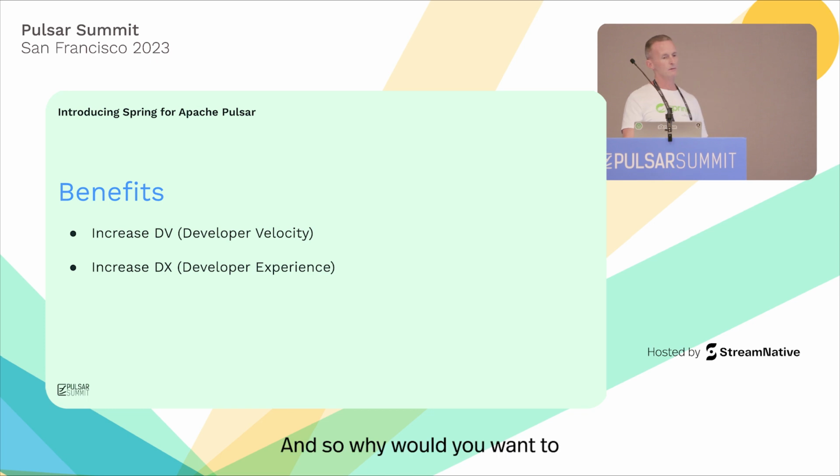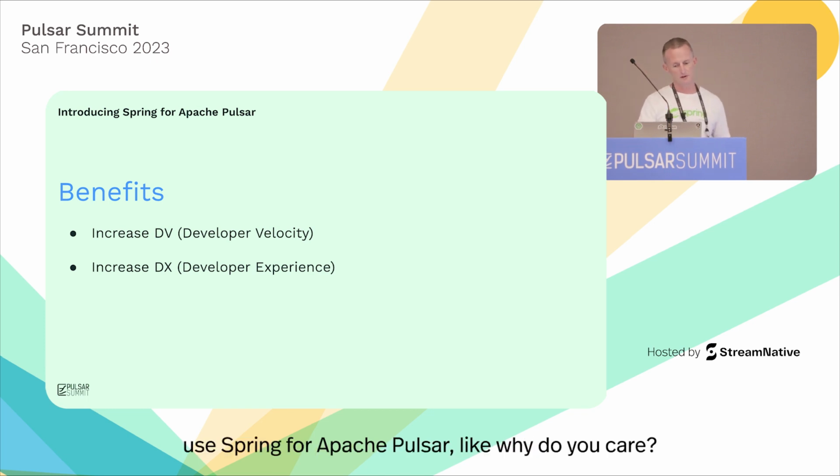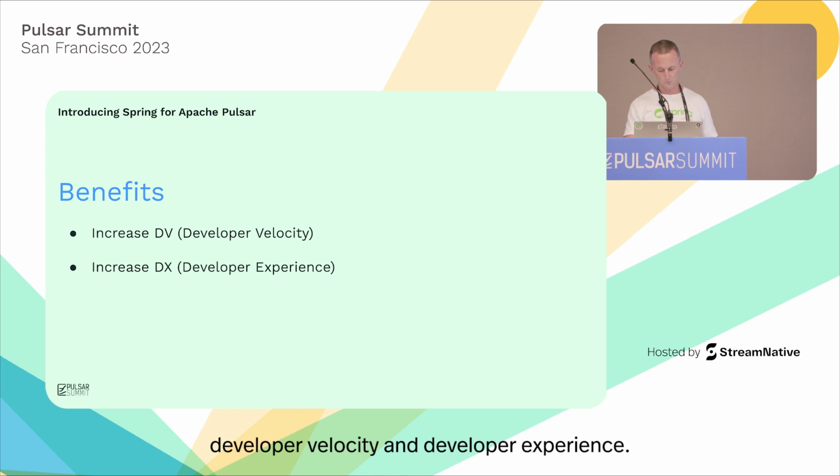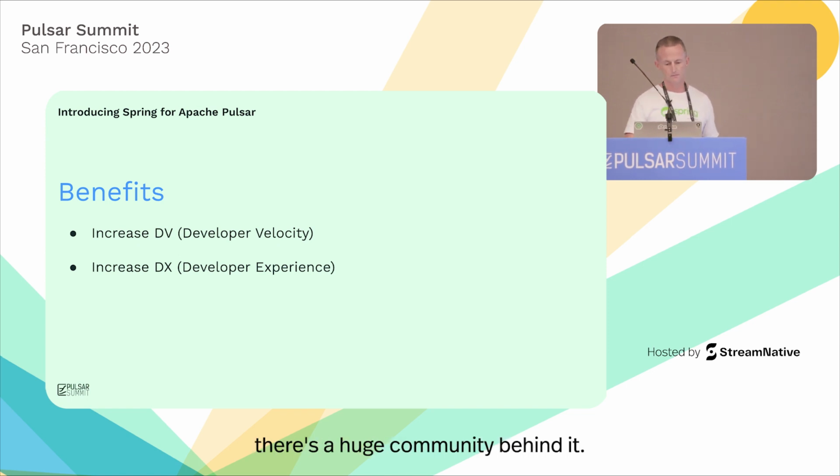And so why would you want to use Spring for Apache Pulsar? Why do you care? The main thing, we think, is increased developer velocity and developer experience. Just like whenever you use Spring Boot, there's a consistency, there's a huge community behind it, and a lot of the configuration is done for you.